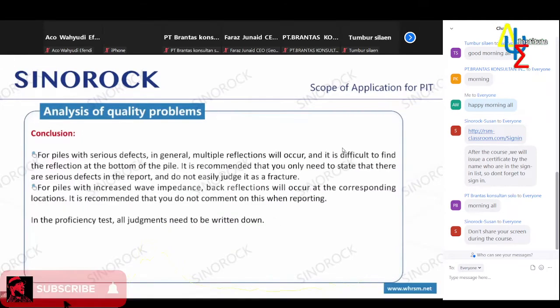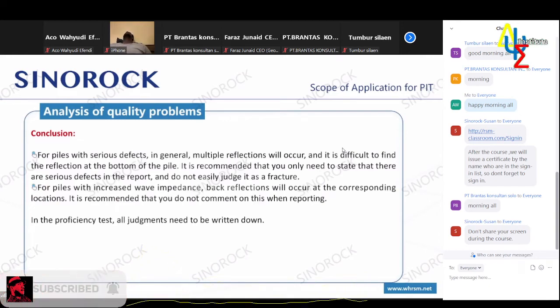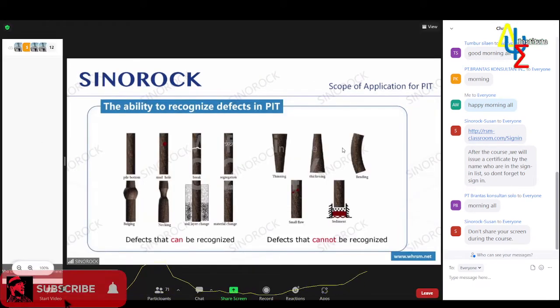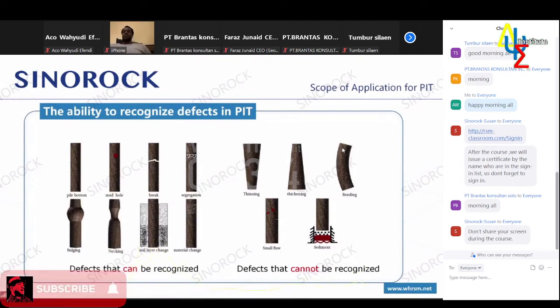When the wave impedance of the pile body increases, some reverse reflections will occur at the corresponding positions. Most of the piles are mainly under pressure, so the increase of wave impedance is helpful to the bearing capacity. Therefore, in practice, it is recommended that you do not evaluate the piles with increased wave impedance when issuing the report. Next, let's take a look at the identification ability of low-strain PIT method for defects.